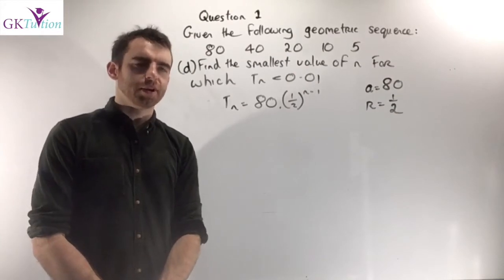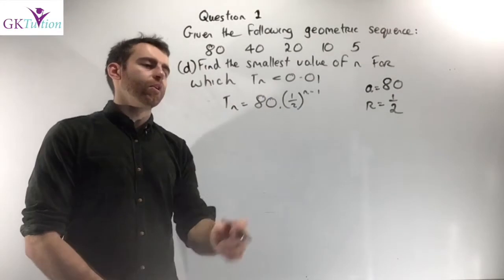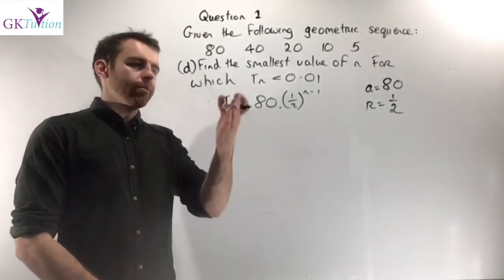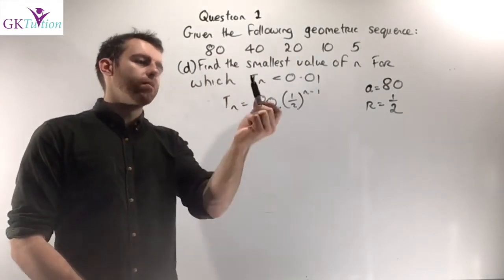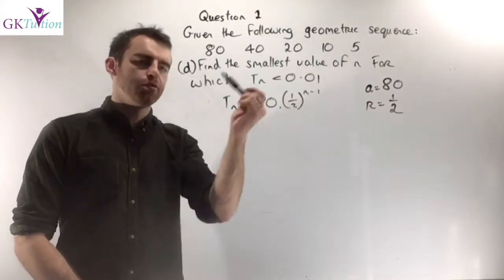Part D was probably the trickiest question I gave you here. It says find the smallest value of n for which Tn is less than 0.01. Remember, Tn refers to the term. If I sub in 5, I get the 5th term. If I sub in 4, I get 10. If I sub in 3, I get 20.